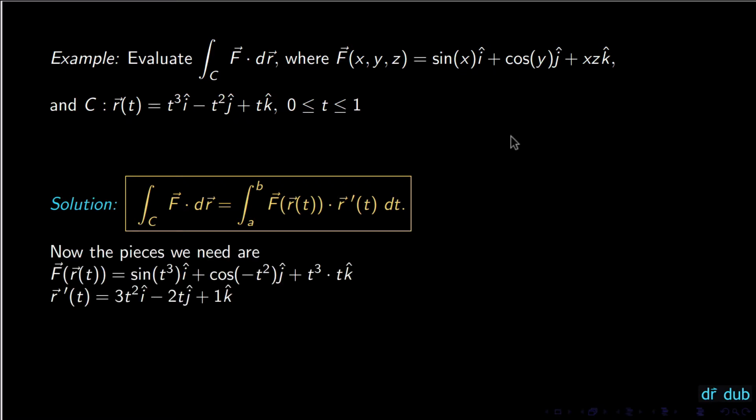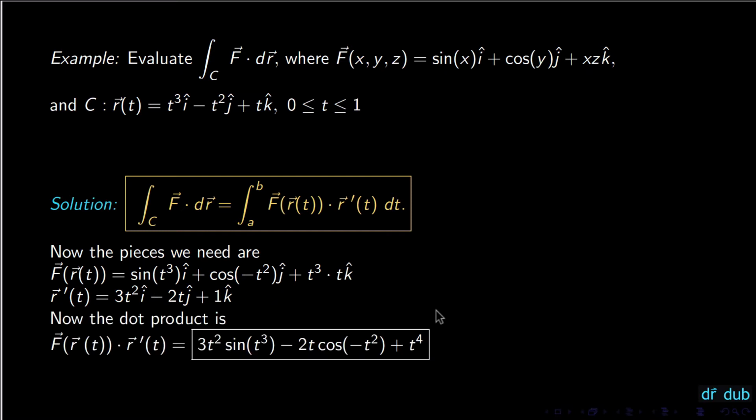So the pieces we need are F of r of t. I take x equals t cubed and plug it into sine, so I get sine of t cubed. I take y equals negative t squared, plug it into cosine, and get cosine of negative t squared. Then I take x, which is t cubed, and z, which is t, and put them in the k hat component, so t cubed times t. Also, I need r prime of t, which is going to be 3t squared, negative 2t, and then 1.